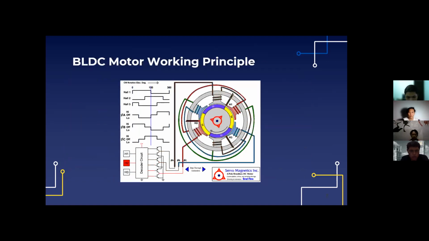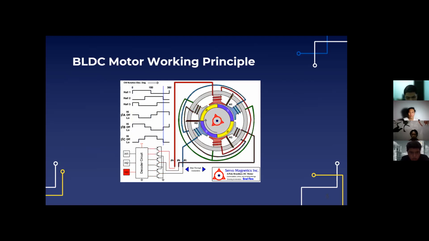This is the PLDC motor working principle. There are 3 Hall effect sensors located 120 degrees from each other. For the winding, there are 3 windings: A, B, and C.